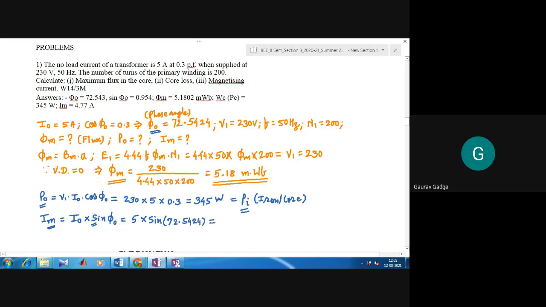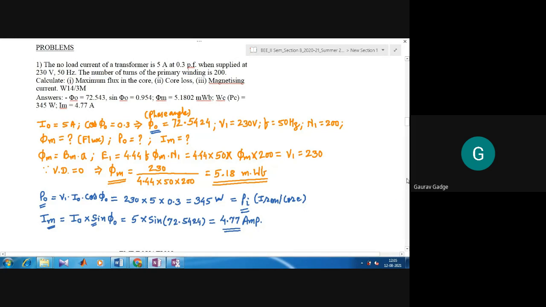So it is equal to. Now what should be the answer? Let us check. 5 multiplied by sin 72.5424, and the answer to this magnetizing current is 4.77 ampere. 4.77 ampere. That's all. Okay. तो ये simple तरीके के numericals आपके आ सकते हैं on this particular topic.